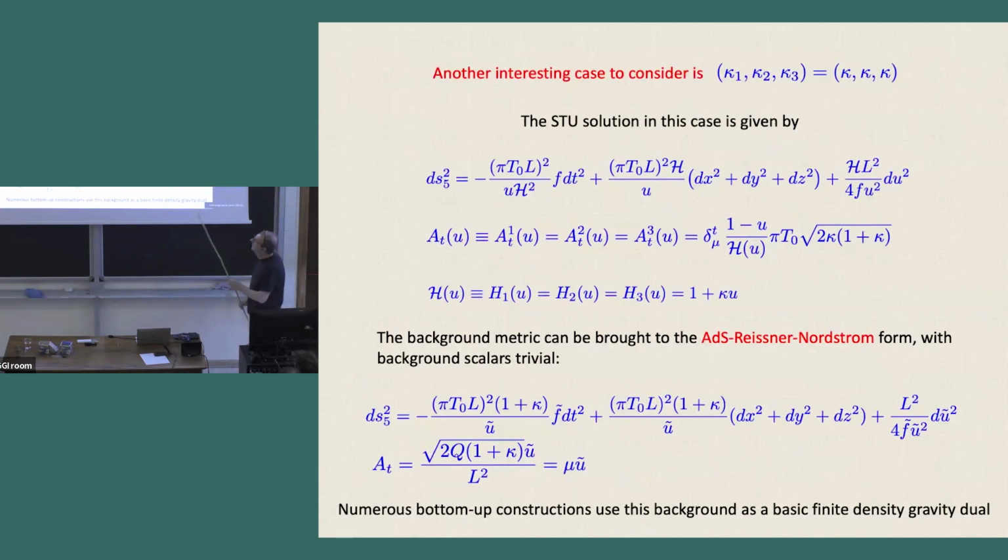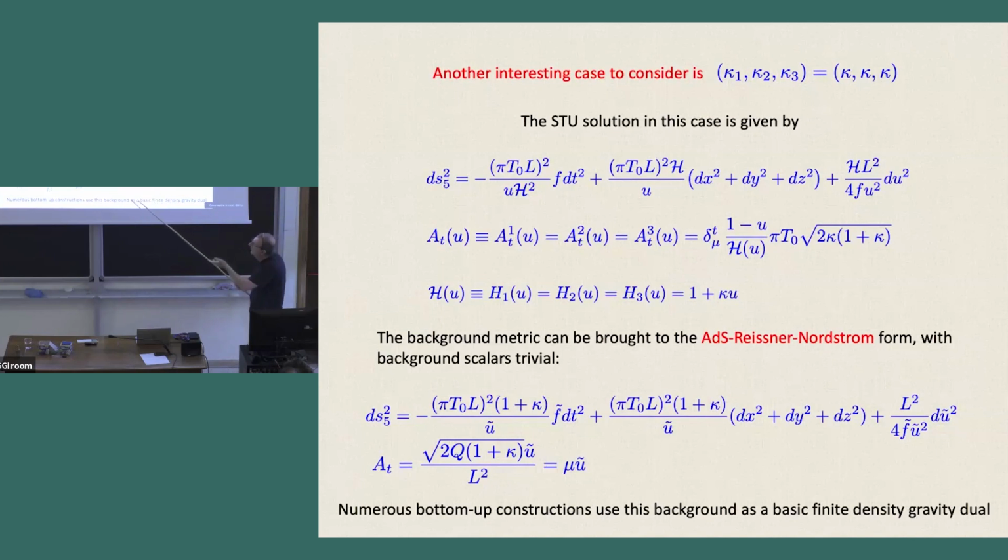This is where a Reisner-Nordstrom arises. You have an STU solution in this case, given by, again, the metric and the equal U1 fields, so all three of them are given by this expression. And all three scalar fields are given by that expression. You can do the change of variables in this background and bring the metric into explicit AdS Reisner-Nordstrom form. And this change of variables also kills your scalars. It makes them equal to 0 with some exponential representation.